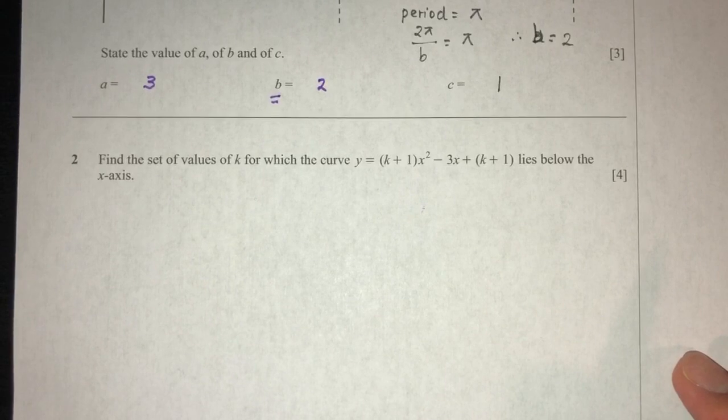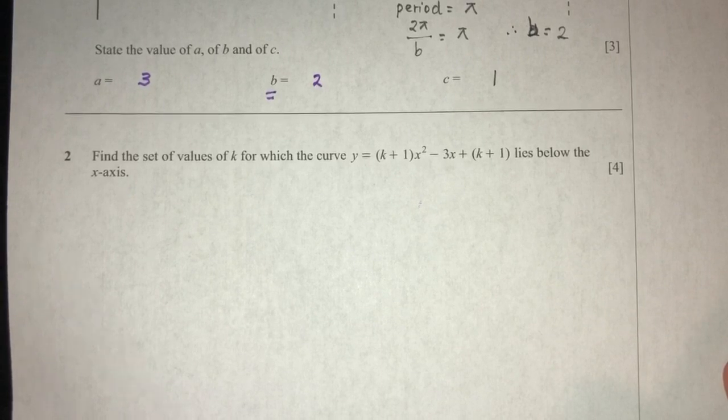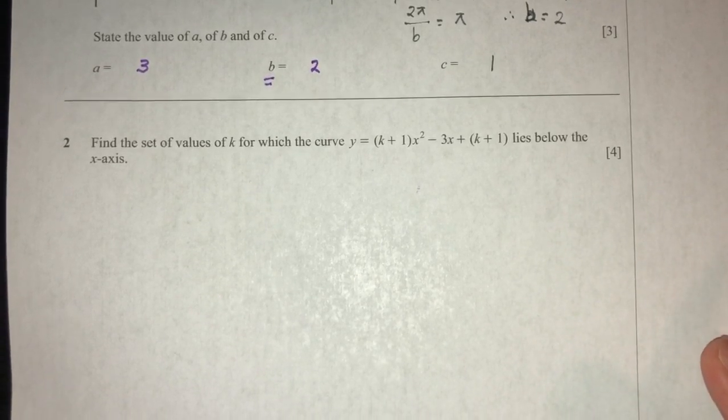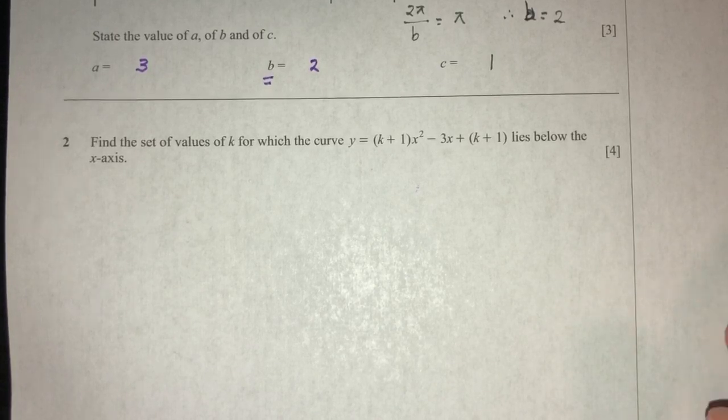Now question number 2, we have to find the set of values of k for which this curve lies below the x-axis. I did this question, I think, last week in a whole video on this question. If you need more understanding, check out the link in the description. I will leave a link for the whole explanation of this question.